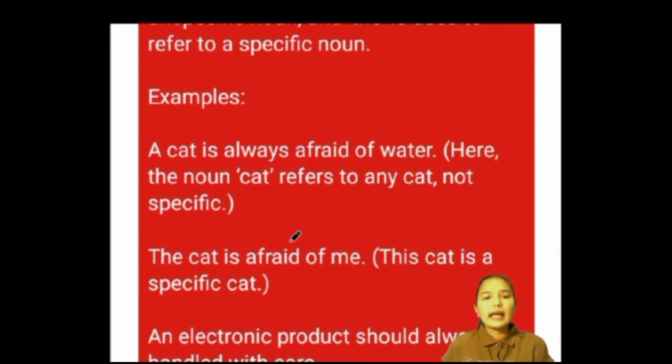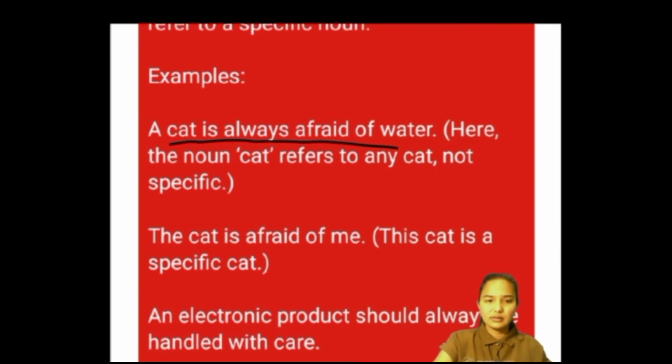So this is: a cat is always afraid of water. Here the noun cat refers to any cat, not a specific one. Here we are talking about a cat. A cat is always afraid of water, right? Means all cats. We are not specifying any particular cat, or talking about any particular cat here. Means the cat can be any cat. Okay, so that is it.